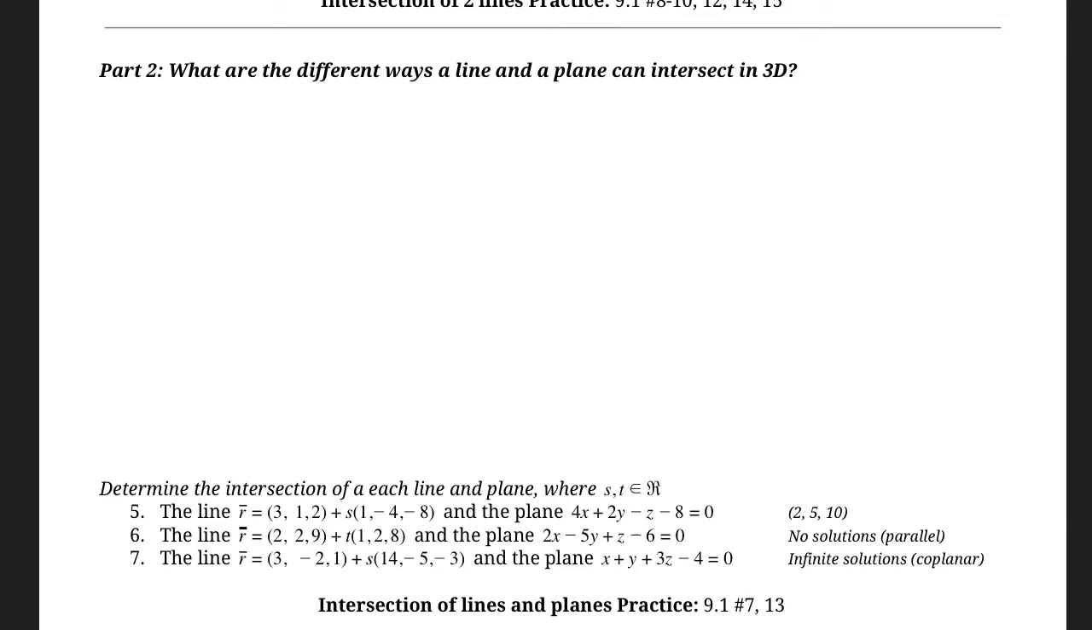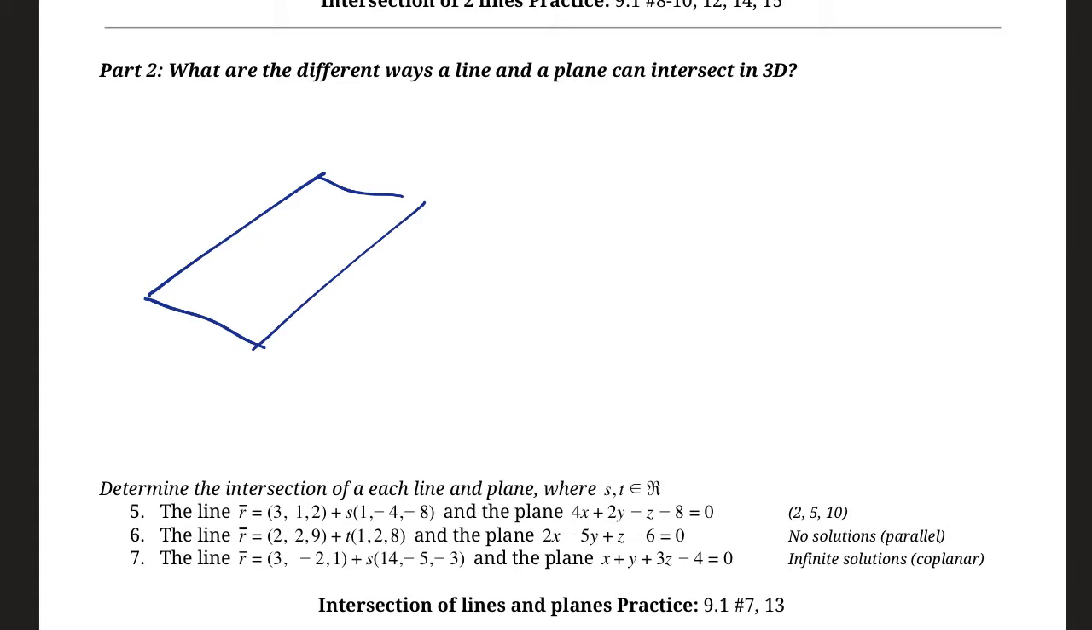What are the different ways a line and a plane can intersect in 3D? Let's start off by just sketching a plane, a 3D plane. I'm just going to draw a portion of it that looks rectangular. What are the ways a line can interact with this?